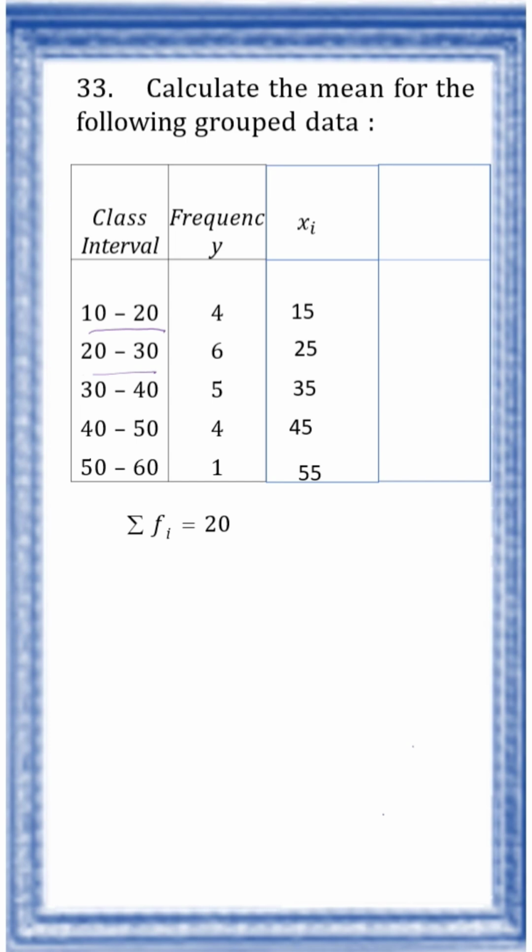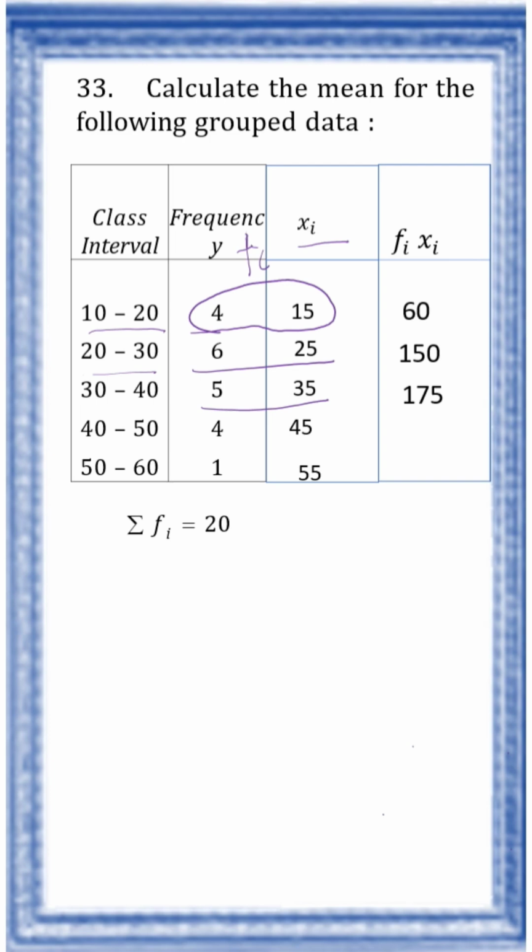Then add one more column, that is Fi Xi. This is Fi, frequency. This is Xi. Fi into Xi. You have to multiply these two numbers. What do you get? 60. The next number is 150. The next number is 175. The next number is 180. 1 into 55, 55. They have given summation of Fi.